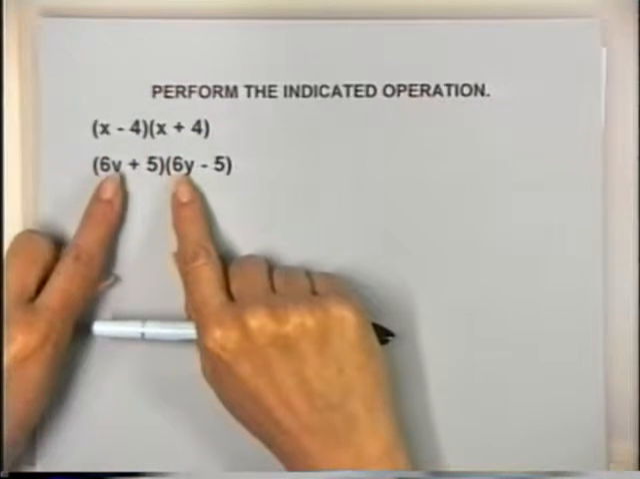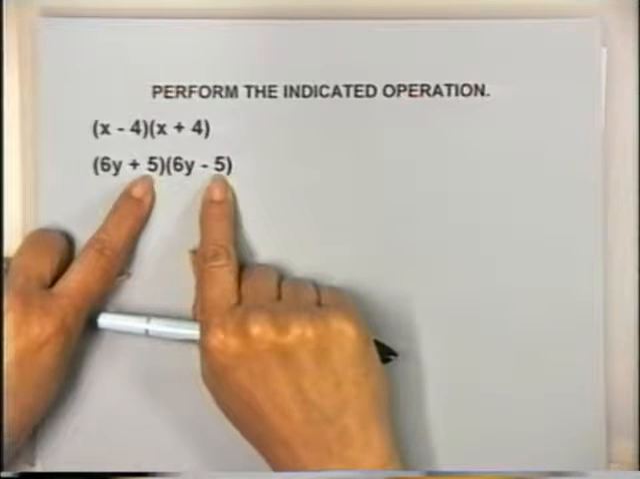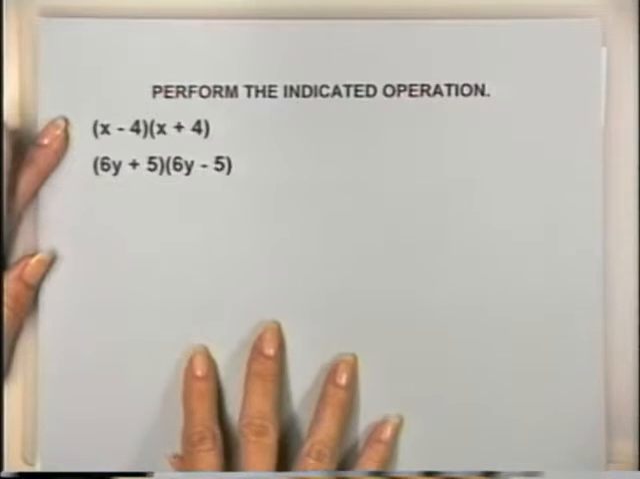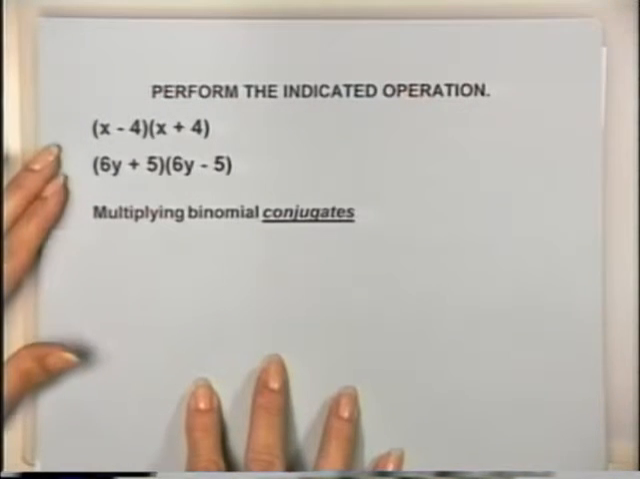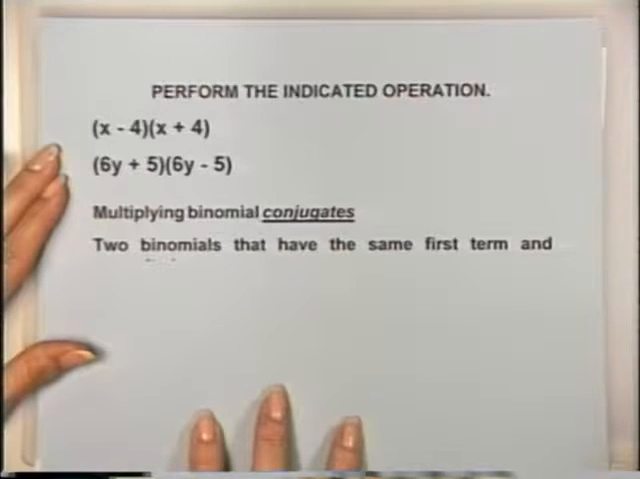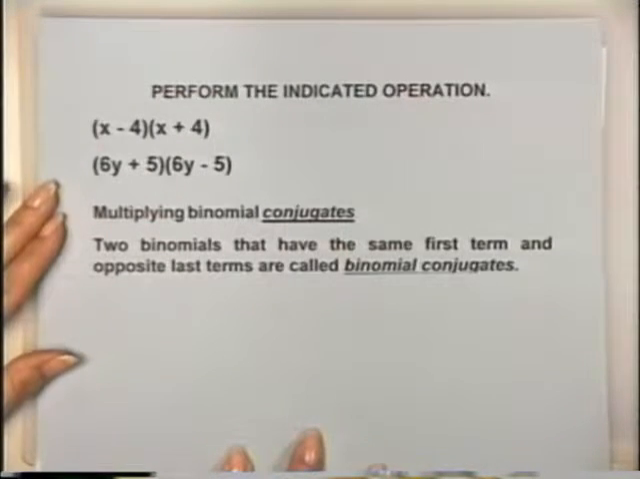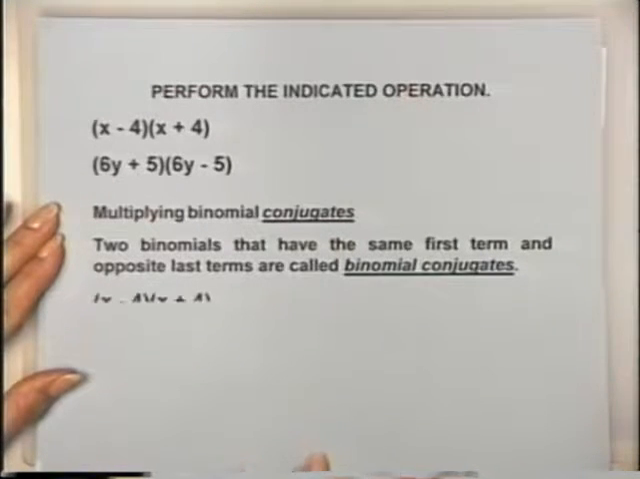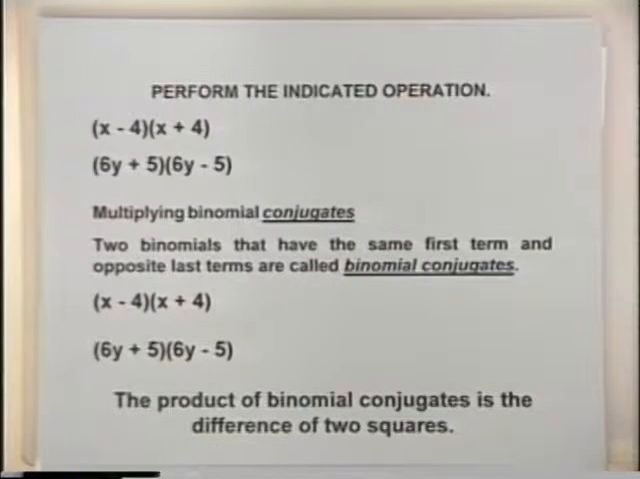On this problem, the first terms are the same. The second terms are opposites. We are multiplying binomial conjugates. Two binomials that have the same first term and opposite last terms are called binomial conjugates. Now, when we multiply these out, we can FOIL them out.